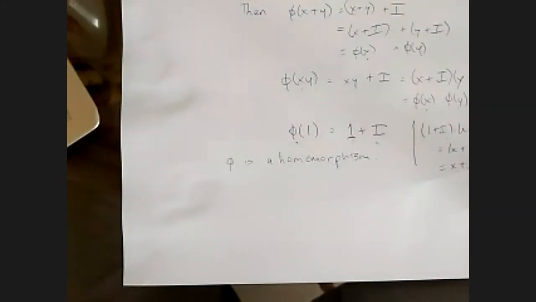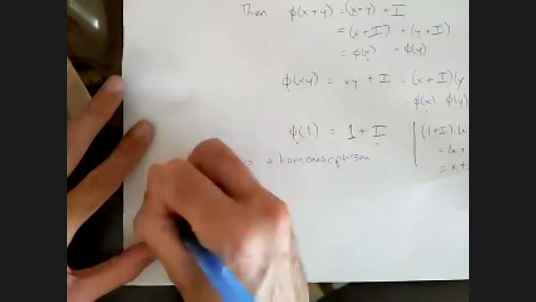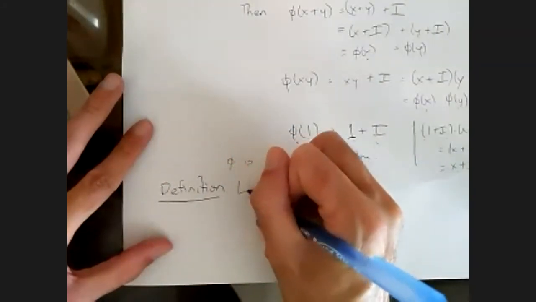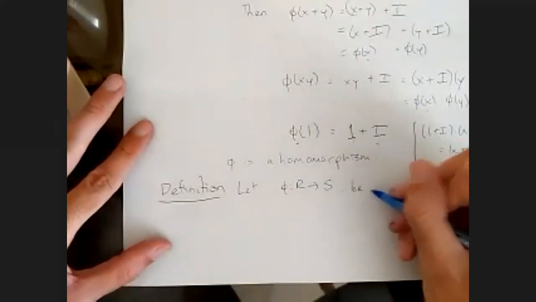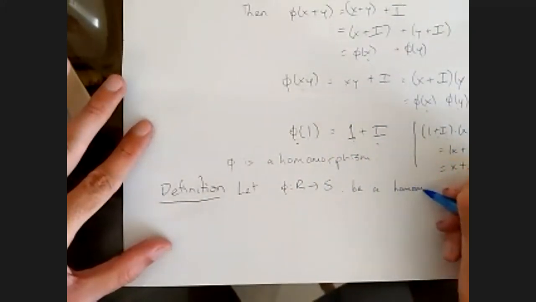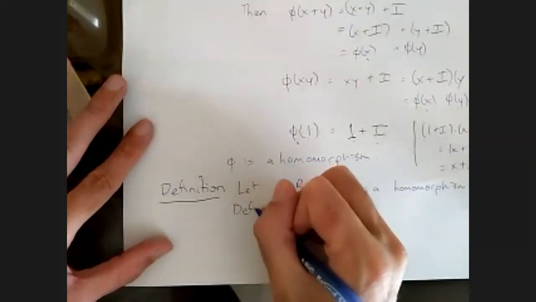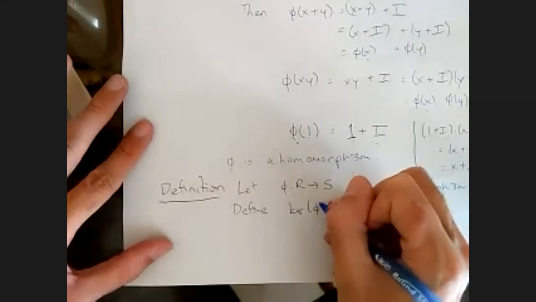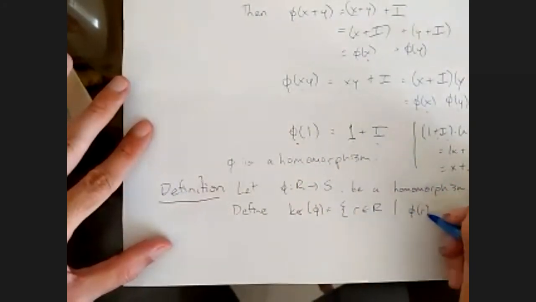So now we can take an ideal and get a homomorphism. Now let's try and do the reverse. Let's take a homomorphism and get an ideal. And if you remember, group theory is the same idea. Let's take a homomorphism phi, and then define the kernel of phi. This is going to be all the elements r of R such that phi of r equals 0.